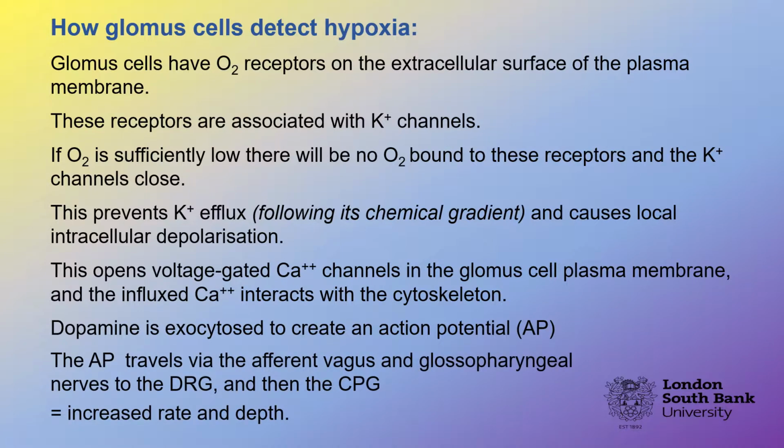This action potential travels via the afferent vagus and glossopharyngeal nerves. Remember, we've got the vagus from the aortic arch, glossopharyngeal from the carotid bodies. The action potential travels up to the dorsal respiratory group and then is transmitted to the central pattern generator in the ventral respiratory group. The ventral respiratory group then increases rate and depth. Of course, if you increase the rate and depth, you're going to be taking on more oxygen. So more oxygen will be available and the levels will rise.